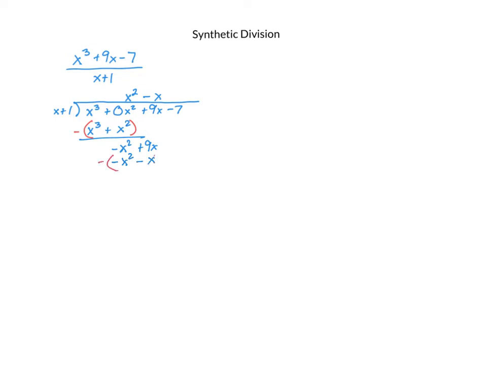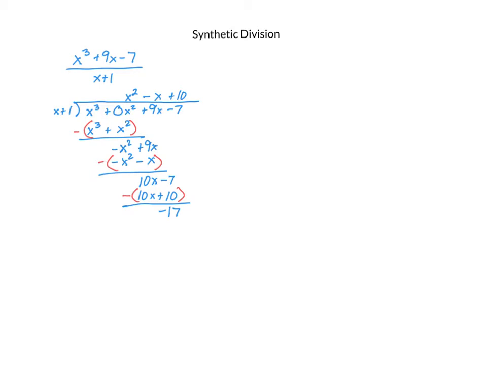Again, we subtract. And we have positive 10x. Take care here. It was 9x minus a negative 1x, and that gives us our 10x. So we'll bring down our negative 7 and repeat the process one more time. What do we need to multiply by x to get 10x? That's a 10. So we put a positive 10 up here. We multiply, and we have 10x plus 10. And we subtract. And our negative 7 minus 10 is negative 17. And we have completed the division.